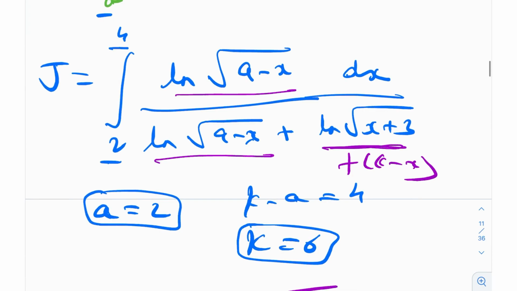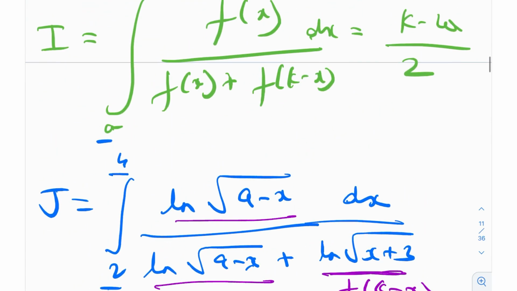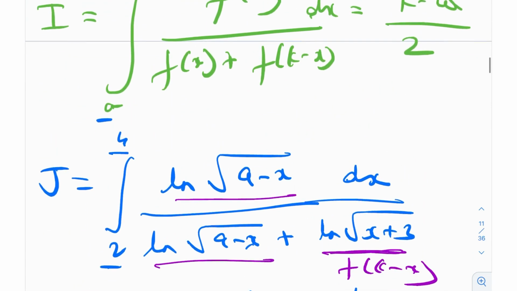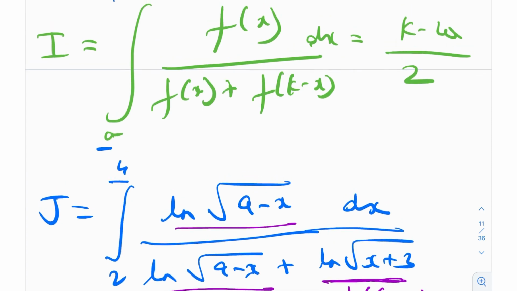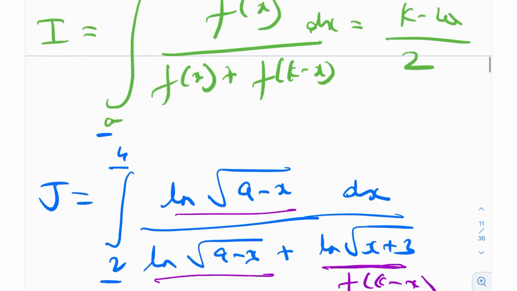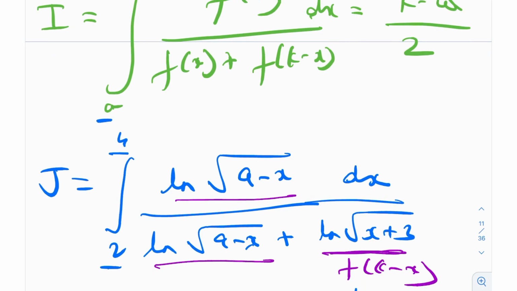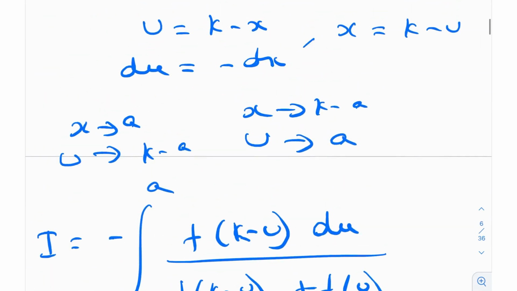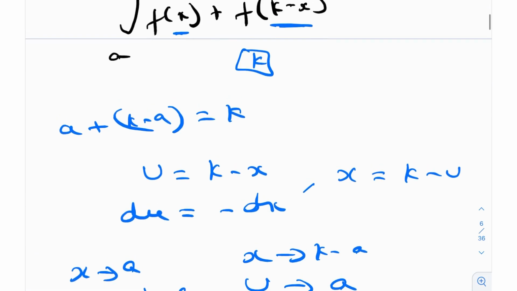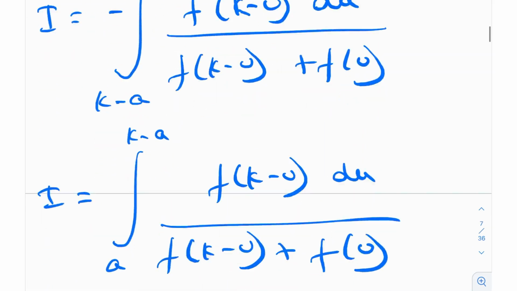So in a way, because we knew this format for I, we could solve it for J, because it just happens that J fits this general format. J is a case of the general format where the function is ln root 9 minus x, and the lower and upper limits are known to us, so we could find the numerical value of J. But let's say you did not know this, then you would have to use a very crazy substitution idea. If you remember, while calculating I, what substitution did we use? We used the substitution u is equal to k minus x, right? u is equal to k minus x.